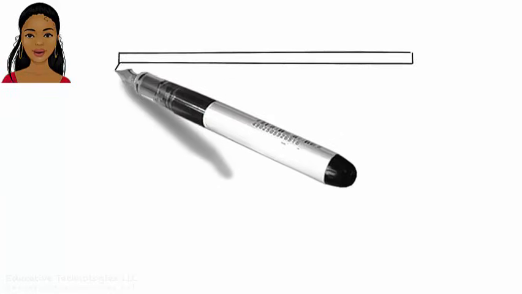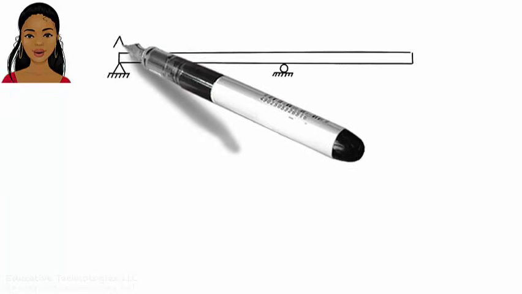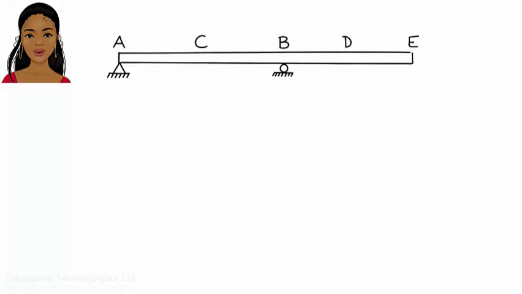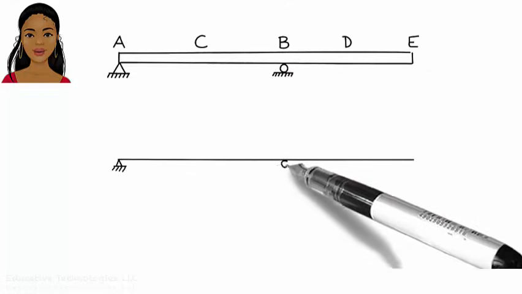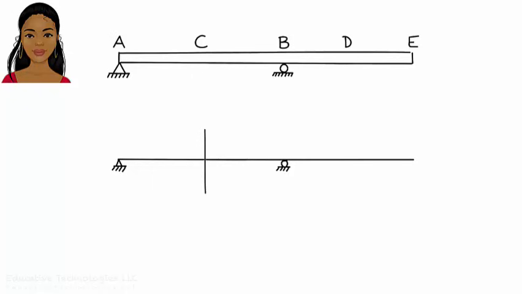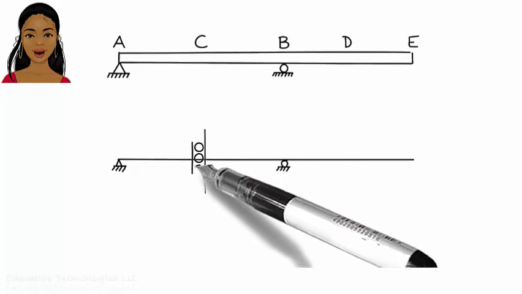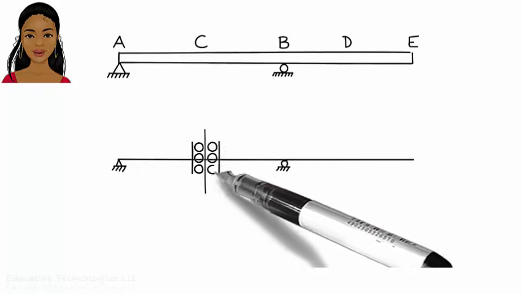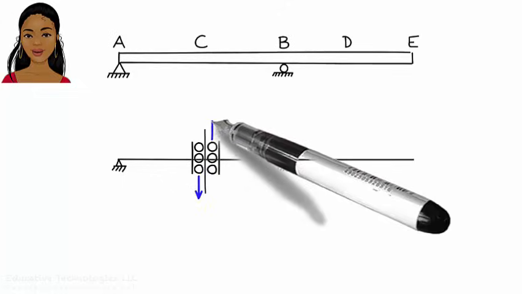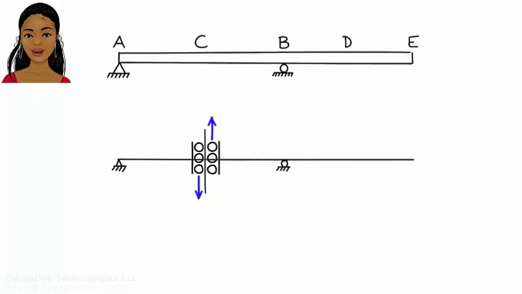Let's put this qualitative approach to use. Here is a simply supported beam with an overhang. Let's draw the influence line for shear at C. First, place a pair of vertical rollers at C. Now subject the rollers to a positive shear like this. How does the beam deform? Or what does the influence line for shear at C look like?